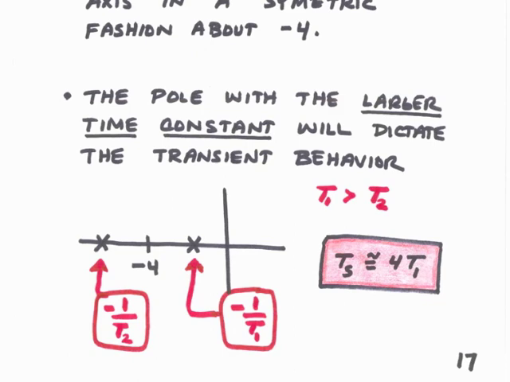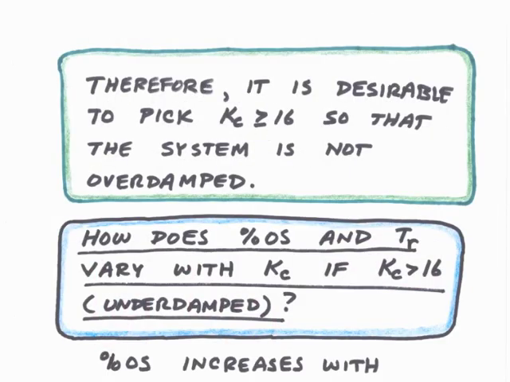Since this pole is closer to the origin than -4, the settling time associated with this pole will be greater than 1 second, and therefore it's desirable to pick kc greater than 16 so that the system is not overdamped. As designers of the control system, we're interested in how percent overshoot, rise time, and settling time will vary with kc if kc is greater than 16. That is, if our closed-loop poles are underdamped.